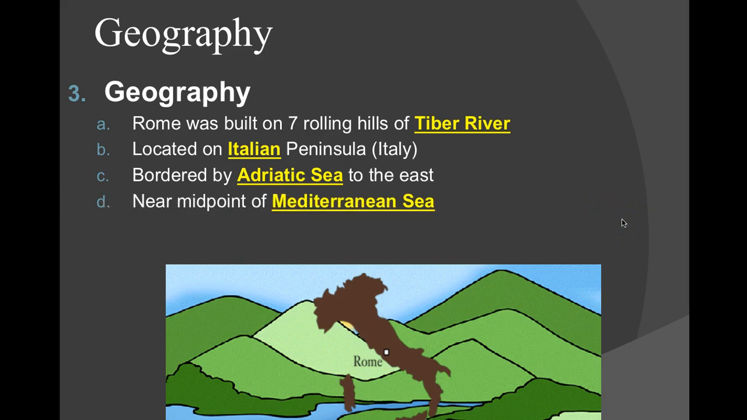Very important point. If you look at the entire Mediterranean Sea, the Italian peninsula where Rome is located is basically the midway point along the Mediterranean. With that, think about how that could affect trade as well.